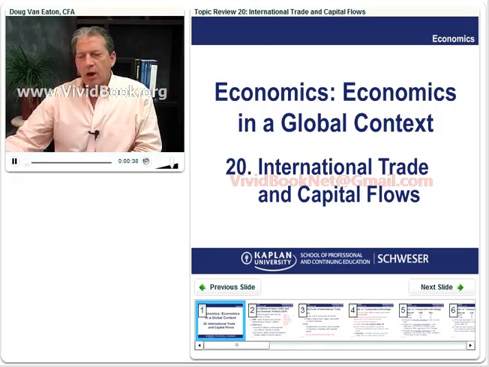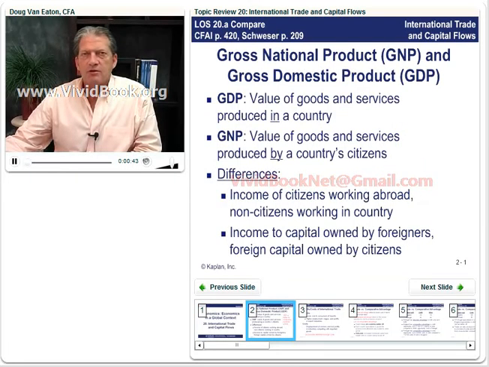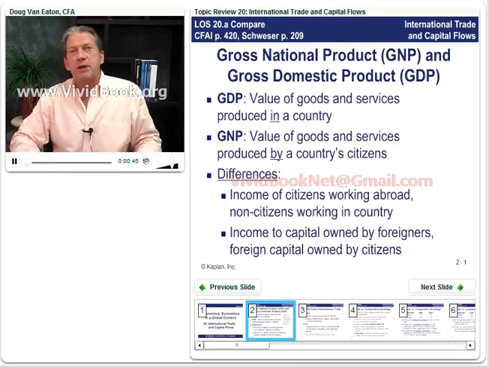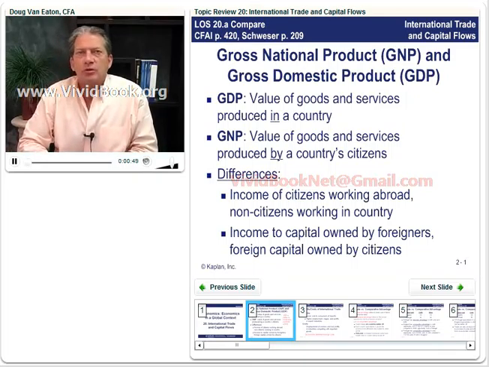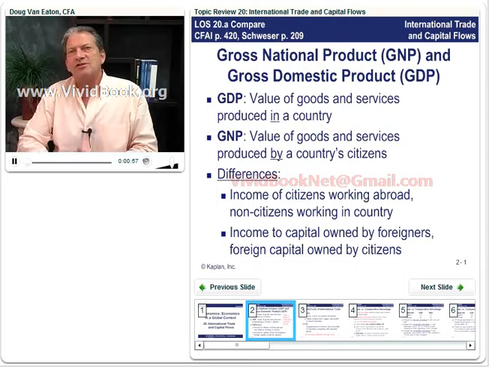So let's jump right in and talk about two terms that we'll use quite a bit, GDP and GNP. Now, gross domestic product, that's the value of goods and services produced in a country, and I think we saw that before in a different part of the curriculum. So this is within a country, this is the assets and the people within the country.